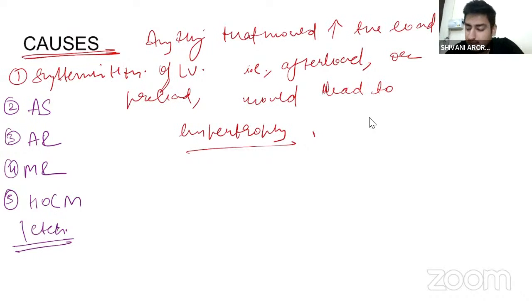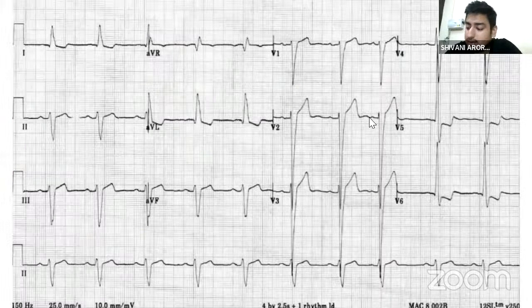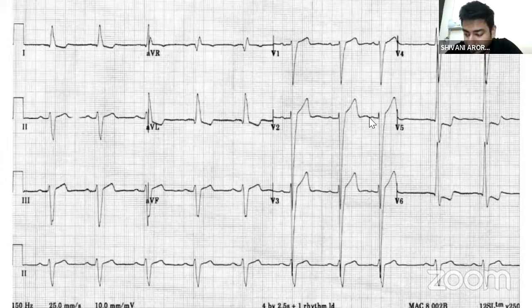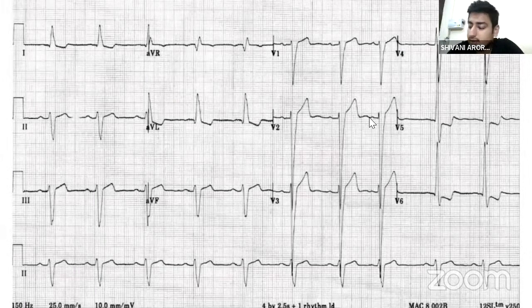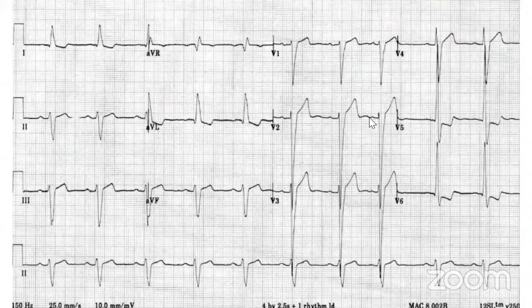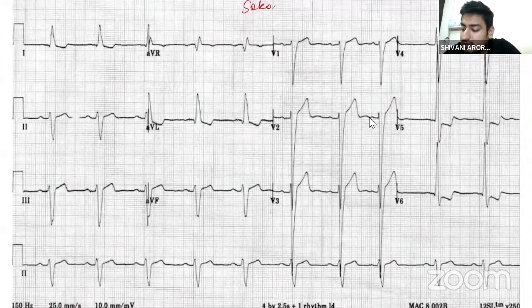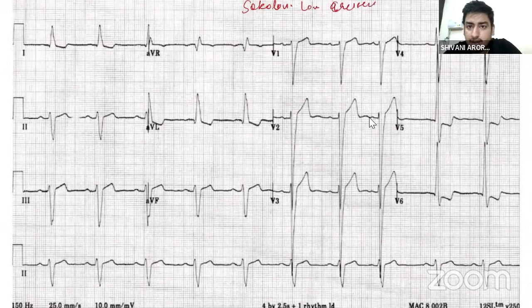Now look at this ECG, and we'll try to apply all the criteria in this ECG. So is this ECG presenting LVH? First of all, let us apply the Sokolow criteria. The first component of this criteria is S in V1 plus R in V5 or V6 should be equal to or more than 35 mm.